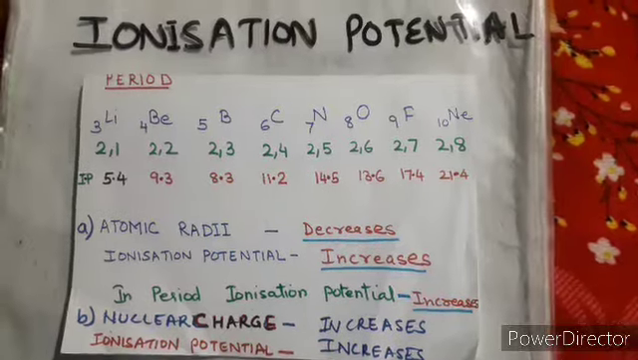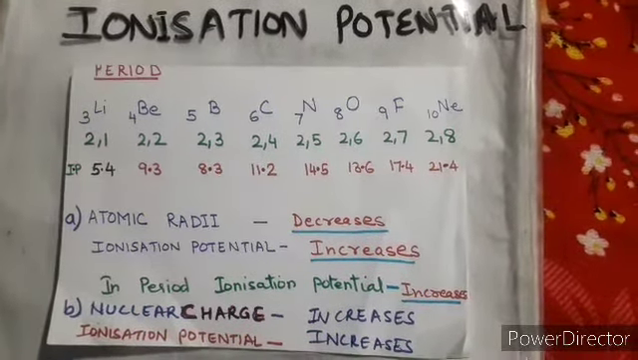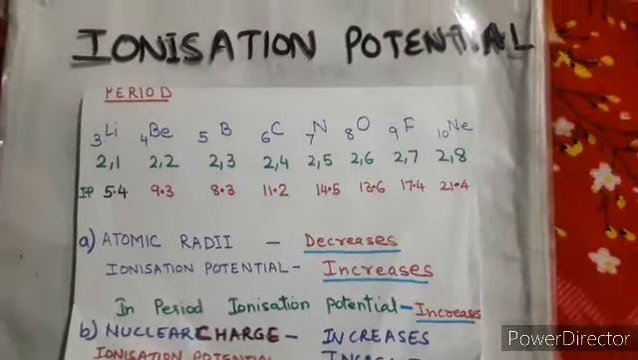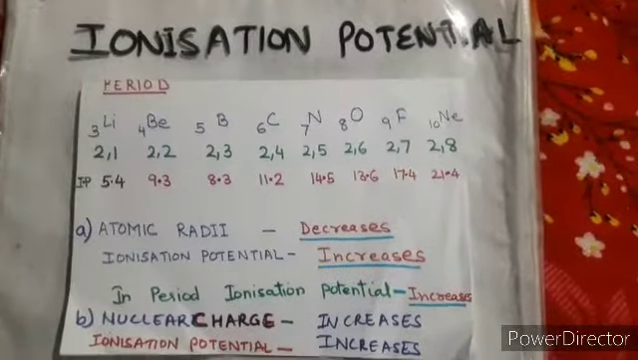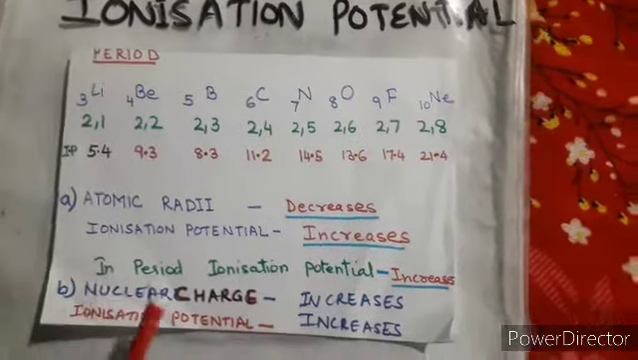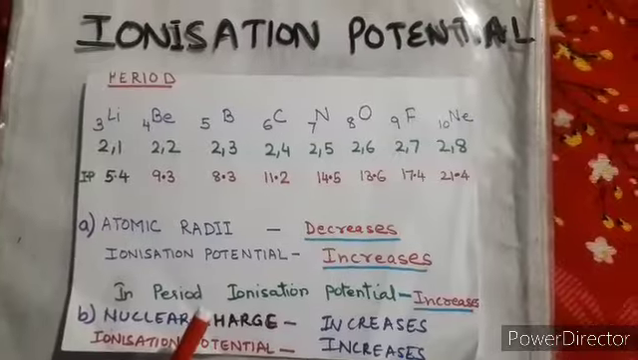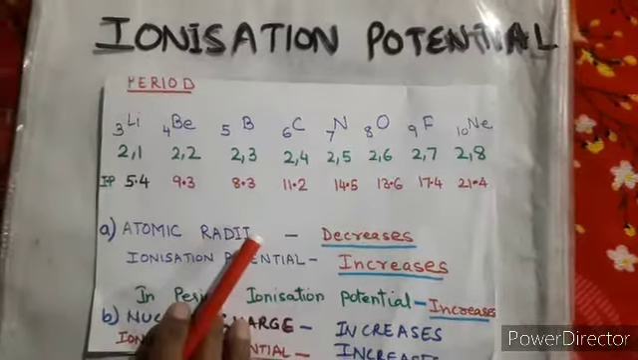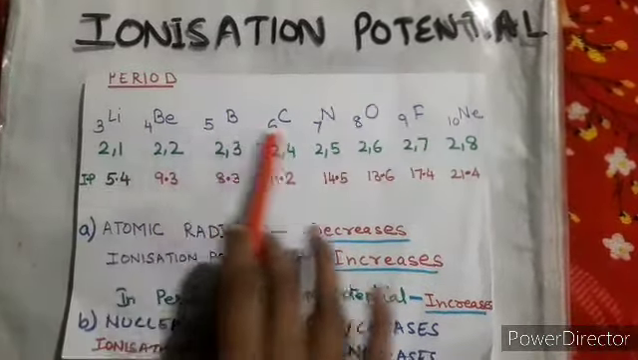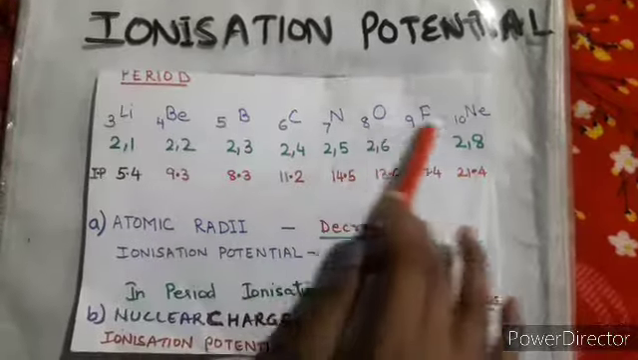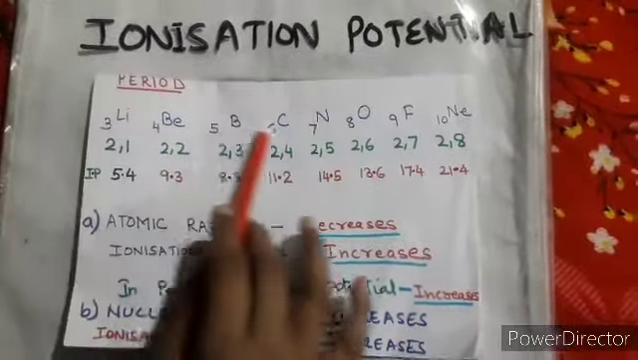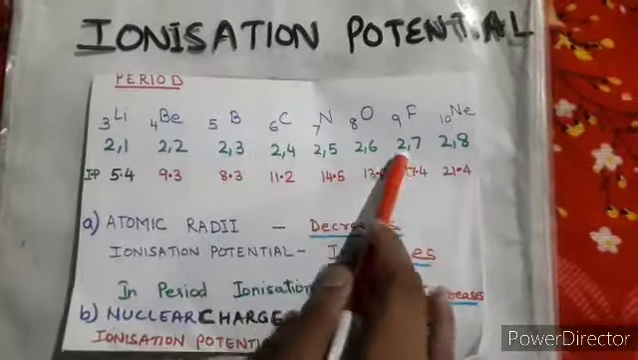Today we'll study ionization potential, but in this topic we'll study how this particular ionization potential varies in periods as well as in groups. So we'll first of all see the period, and in this I have written a period in which all the elements are present, and we know all these elements are coming in the second period.